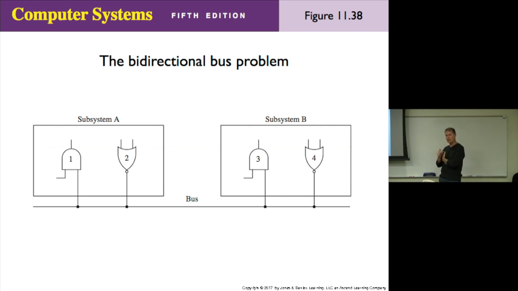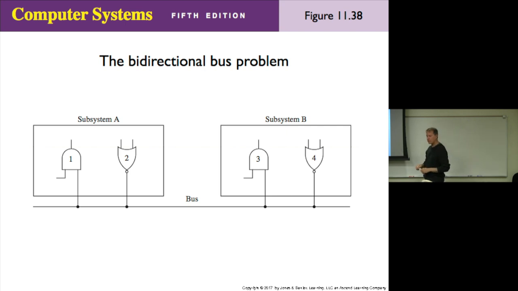This is really important conceptual stuff that we're doing here. And by the same token, if we want information to go from subsystem A to subsystem B, what do we have to do? Shut down 4. So really the only gates that we're looking at shutting down here are 2 and 4, but we have to coordinate them. If we're going to have information go from B to A, we have to shut off 2. And if we're going to have information go from A to B, we have to shut off gate 4.